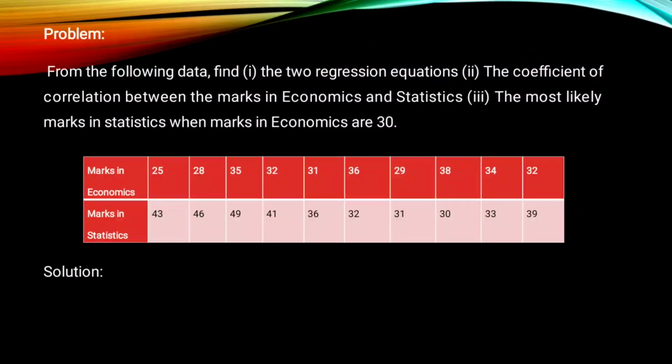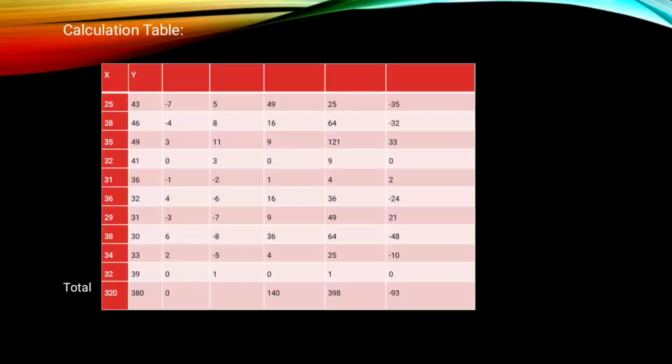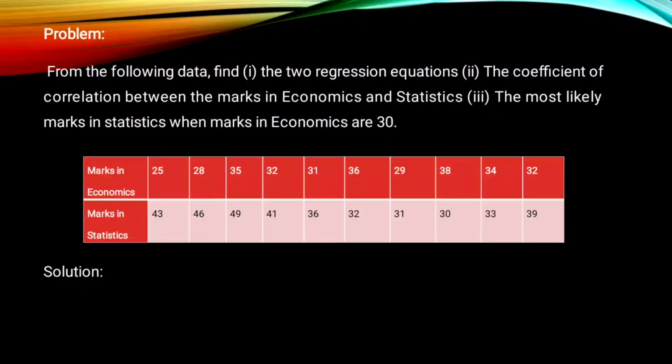Now let us see a problem. From the following data, we have to find, first, the two regression equations; second, the correlation coefficient; third, the most likely marks in statistics when the economics marks is given. That is, economics marks is given as 30 and the corresponding statistics marks has to be calculated from the following data. That is, marks in economics and marks in statistics are given in the following table.